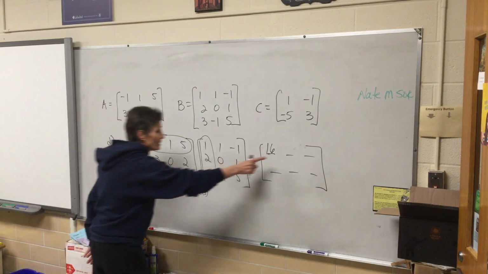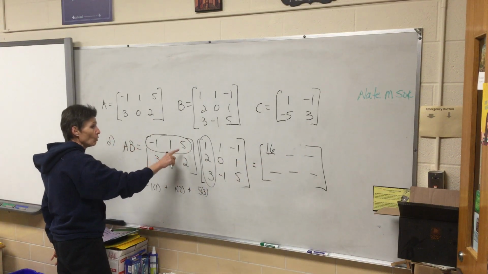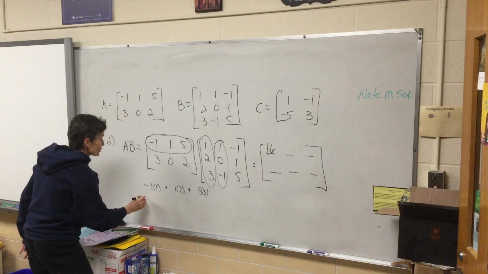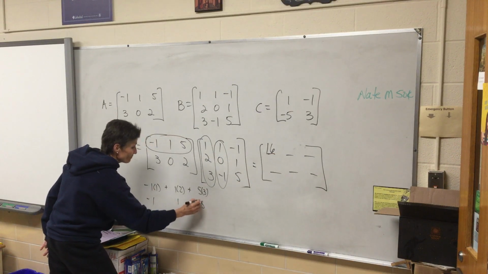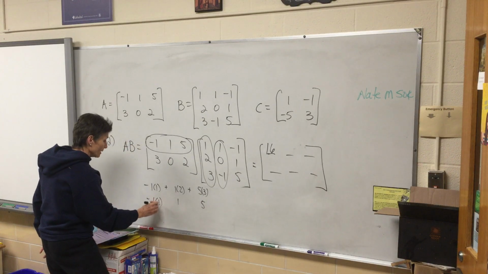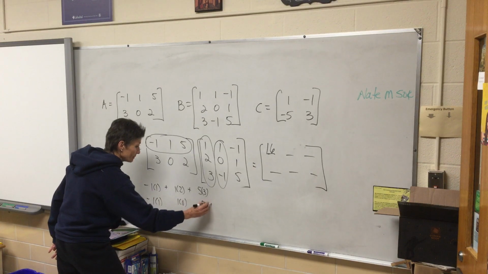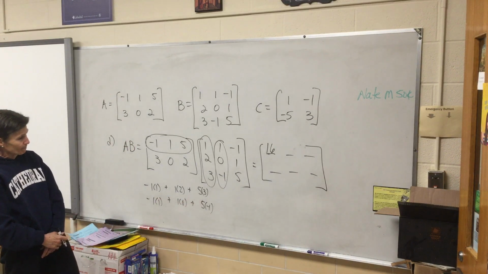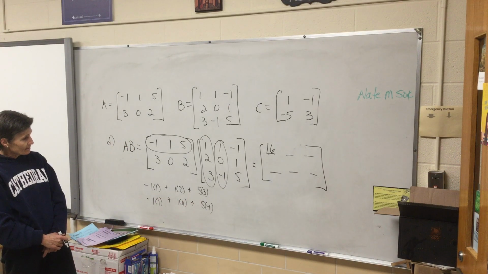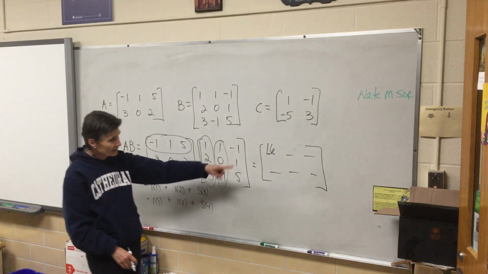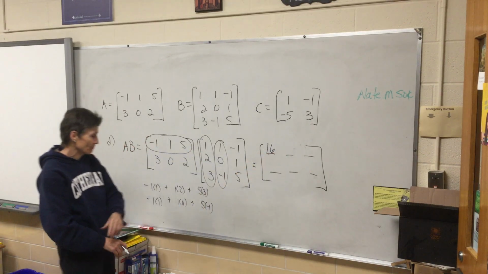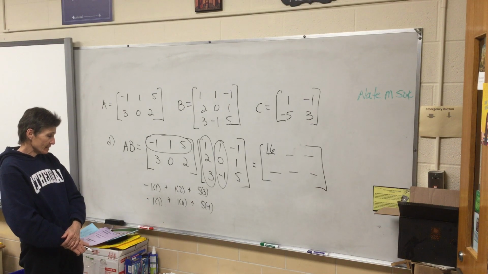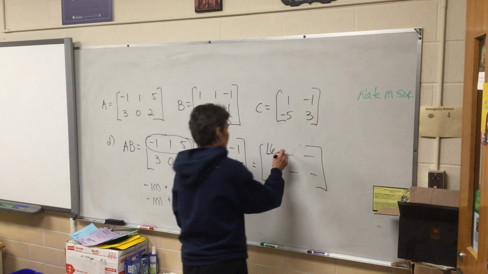Next, I'll move over here. I need first row, but now I'm in the second column. So -1, 1, 5, and then 1, 0, -1. This is so easy. Just be organized. So my first row times my second column for that spot right there. And that looks like it's going to be -6.